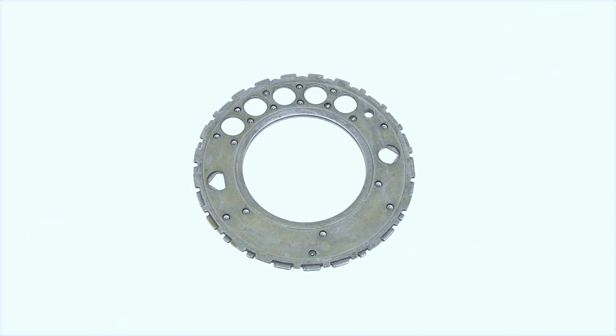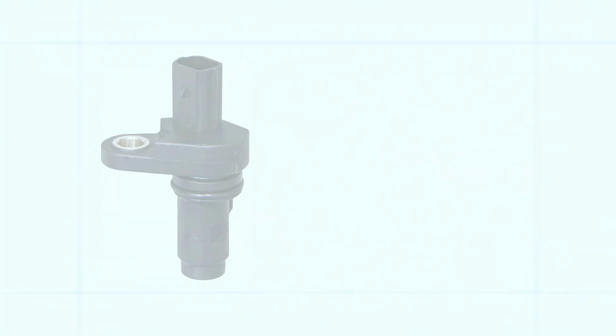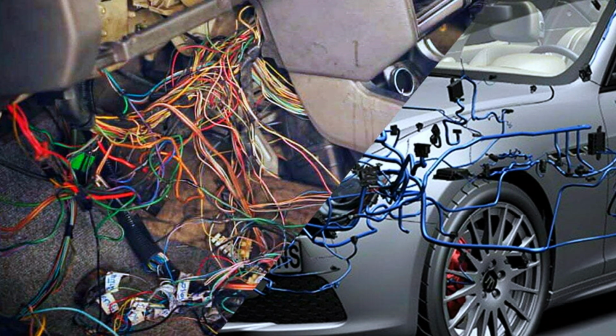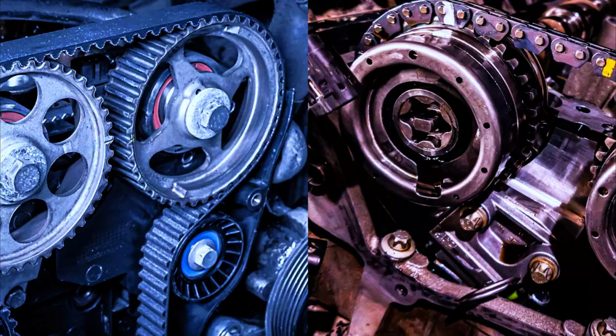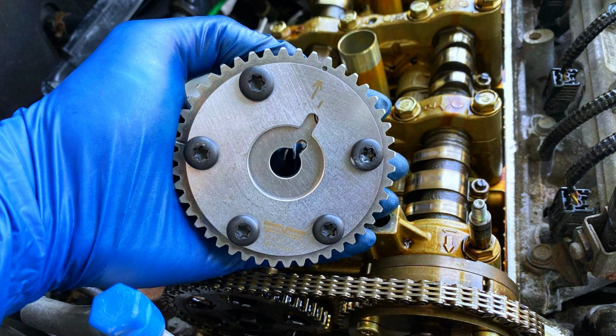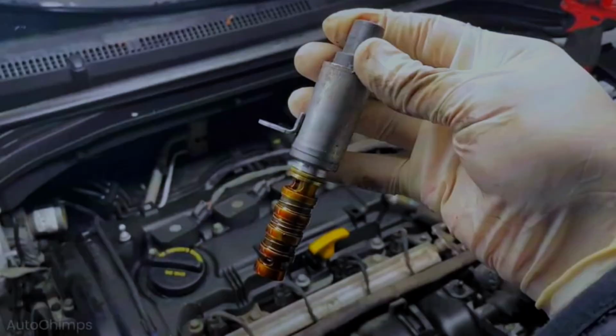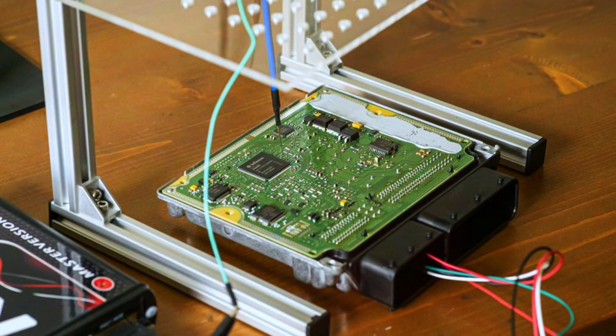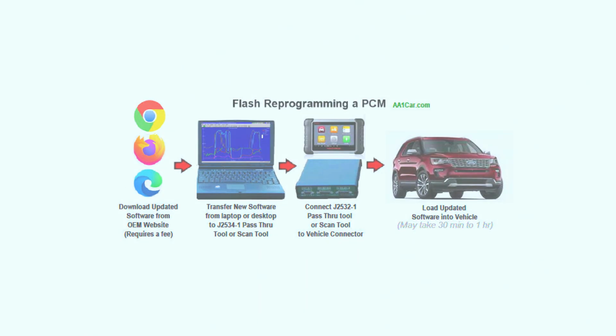Damaged camshaft or crankshaft reluctor wheel. Bad crankshaft or camshaft sensor. Damaged wiring or loose connections. Damaged timing chain, belt tensioners or guides. Defective variable valve timing (VVT) actuator, aka phaser. Faulty variable valve timing (VVT) solenoid, aka oil control valve. A problem with the PCM, such as software in need of an update. Low oil level.